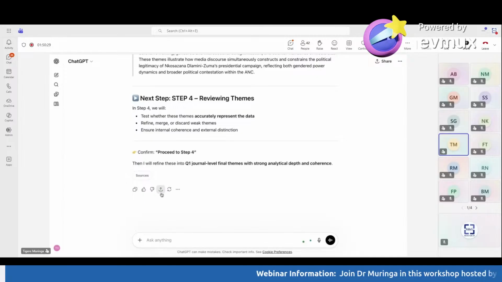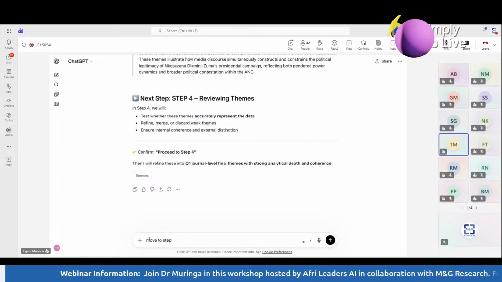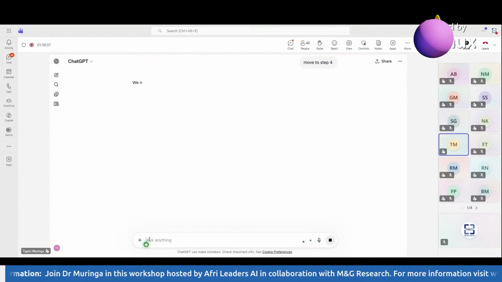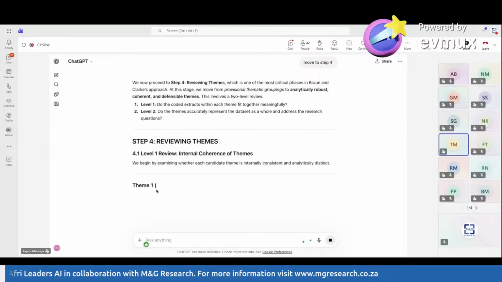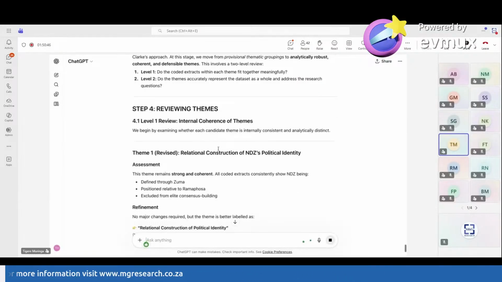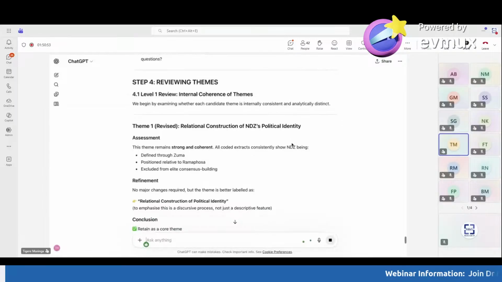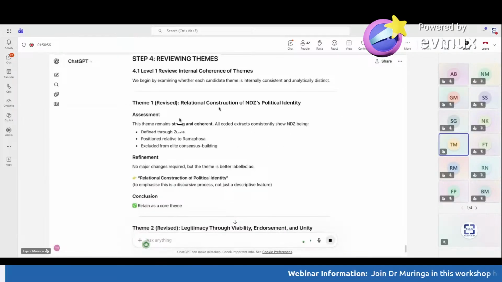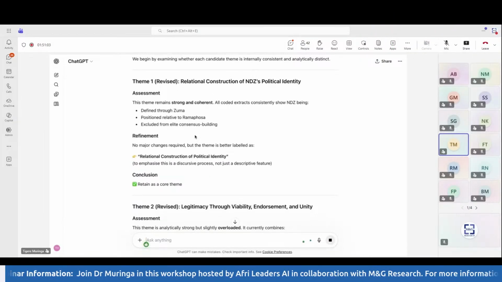Before I get to review, let's review the themes. Let's move to step 4. But there's something that I want to show you that excites the examiners. In reviewing themes, for level 1 review, initial coherence of the themes, we begin by examining whether each candidate theme is internally consistent and analytically distinct. So theme 1, relational construction of NDZ political identity, assessment: this theme remains strong and coherent. All codes extracted consistently show this.